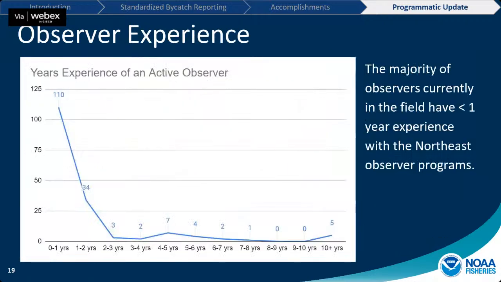Next slide, please. So with a lower retention rate for observers, we have noted that 35% of our observer cadre does have more than 1 year of experience as an observer in the Northeast. On this table, you'll see the blue line. It correlates directly, if you look at the left, 110 observers that we have and the number of years of experience that they have under their belt. As you progress through the duration of their career, you'll notice there's a lot fewer observers that are still with the program. I will note that we do have about 5 observers who have been with the program for a decade or more. So we're hoping that this blue line will shift to the right a little bit, and we start to see observers stay with the program a little bit longer than they currently are. Next slide, please.